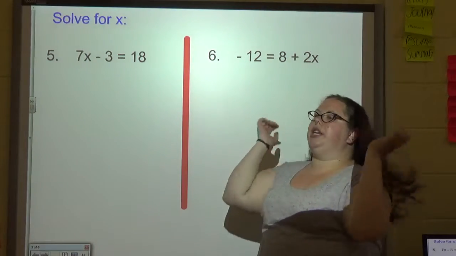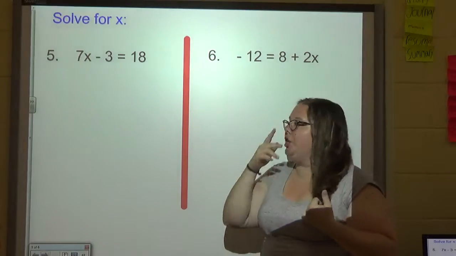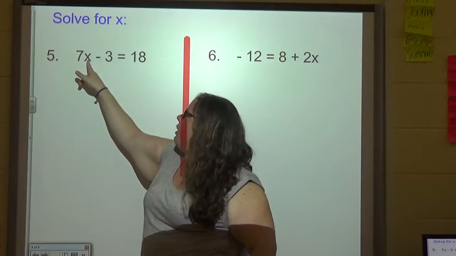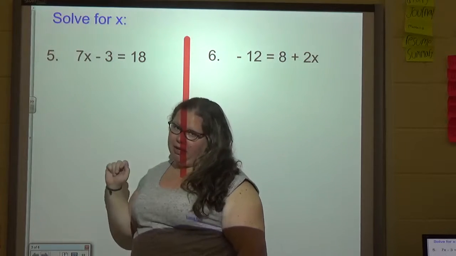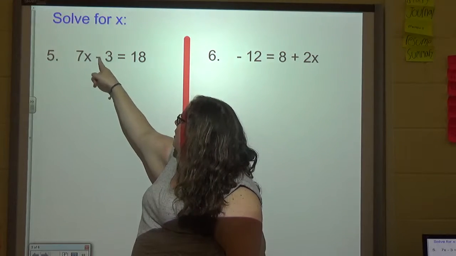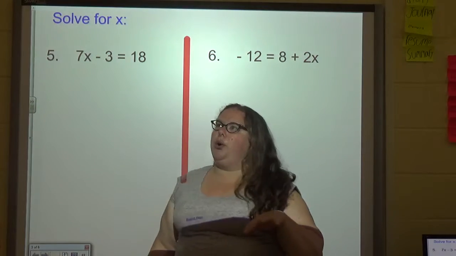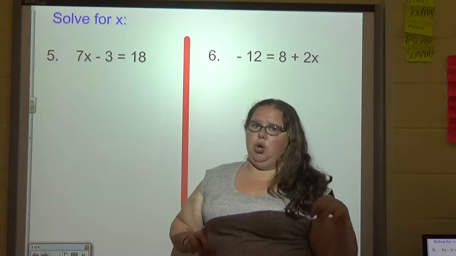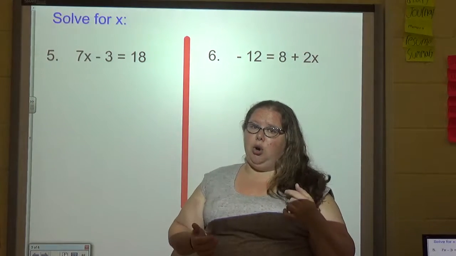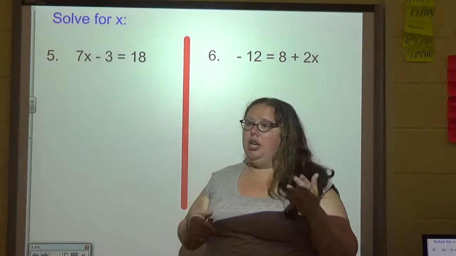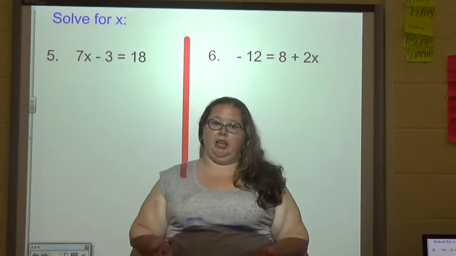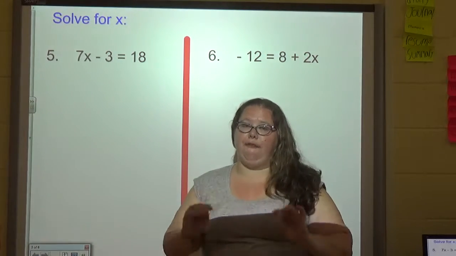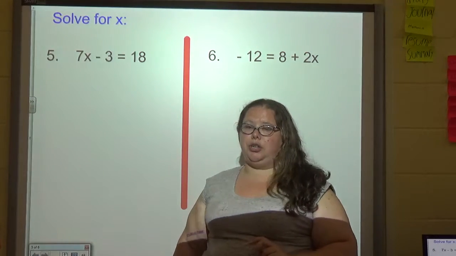Alright, so now let's jump into solving two-step equations. So notice there's 2 things going on here. We have x multiplying that 7, and we have x and the subtracting 3. So think of solving an equation like the opposite of order of operations. When we do order of operations, we always multiply and divide first. So to solve, we're going to do the opposite of that. We're going to add and subtract first. Always add and subtract before you multiply and divide when solving an equation.